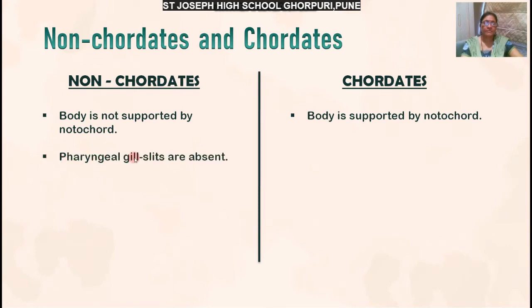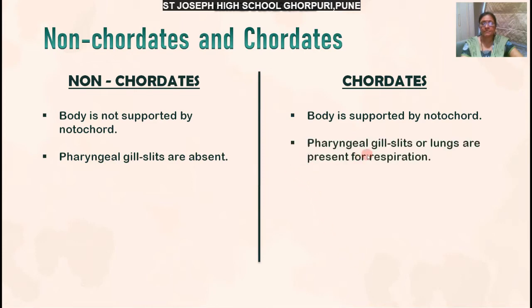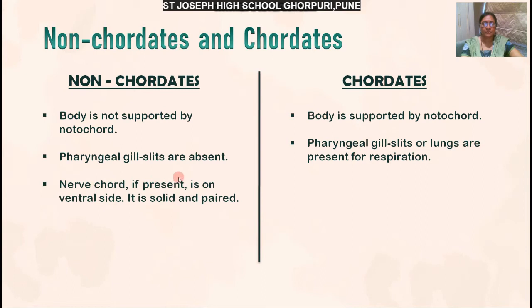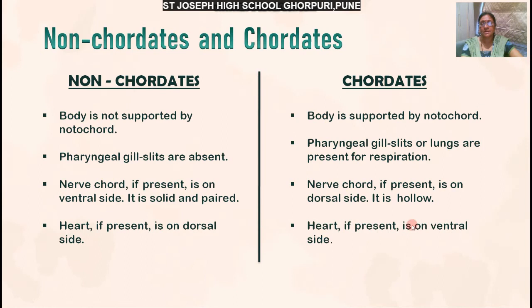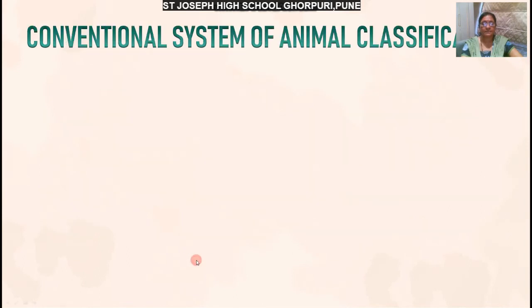Second point, pharyngeal gill slits are absent in non-chordates, as I showed you in the diagram just now. In chordates, pharyngeal gill slits or maybe lungs are present for respiration. Third, in non-chordates the nerve cord, if present, is on the ventral side, and it is solid and may be paired. Whereas in chordates, the nerve cord, if present, is on the dorsal side and it is hollow. Fourth, in non-chordates the heart, if present, is on the dorsal side, whereas in chordates, the heart, if present, is on the ventral side.